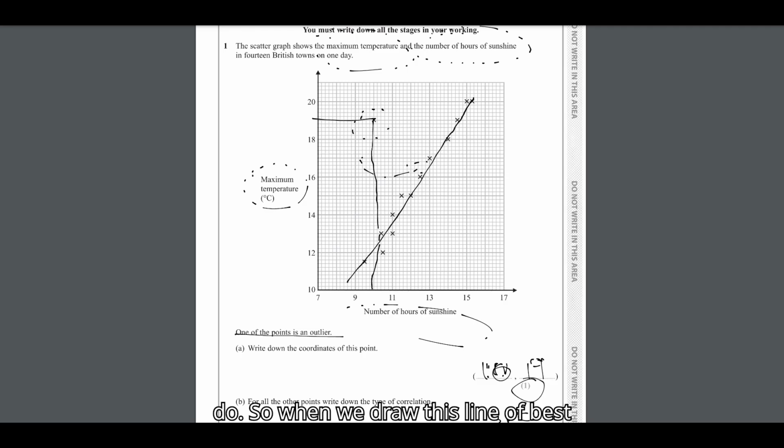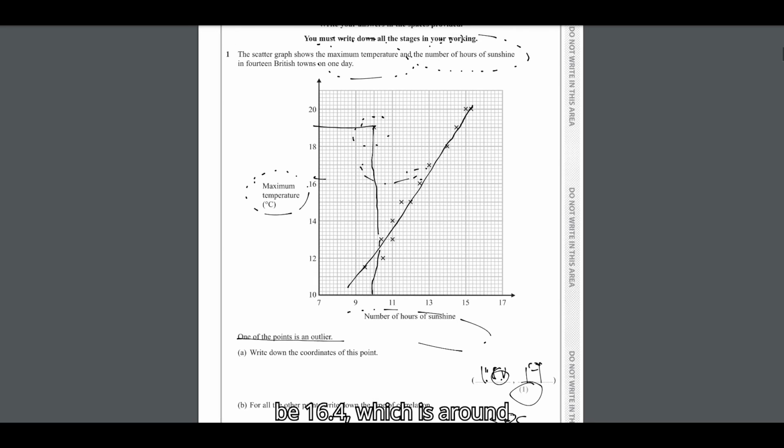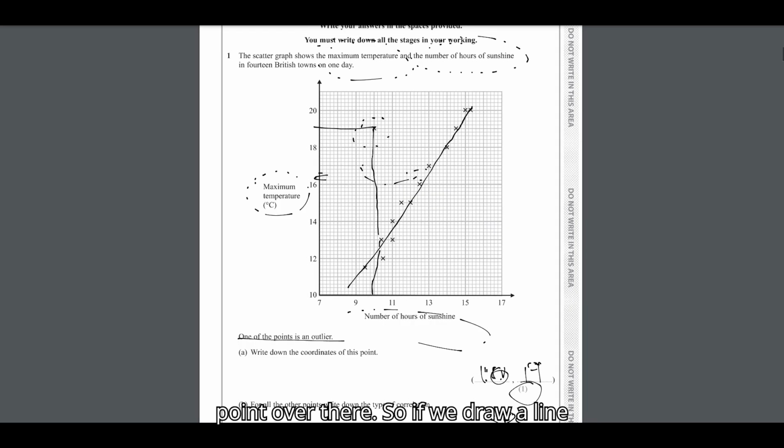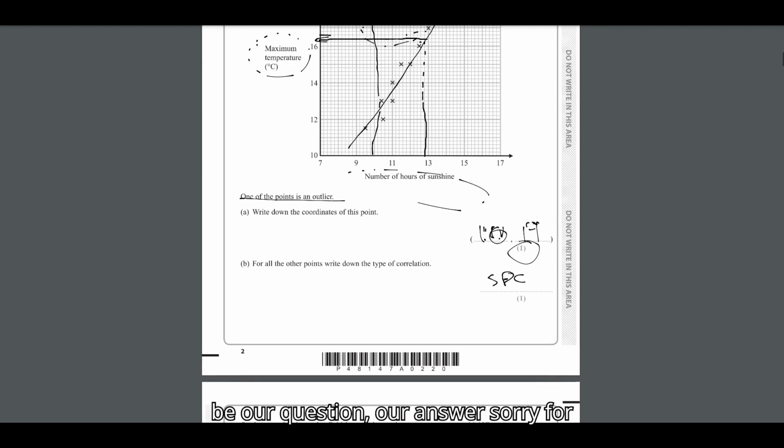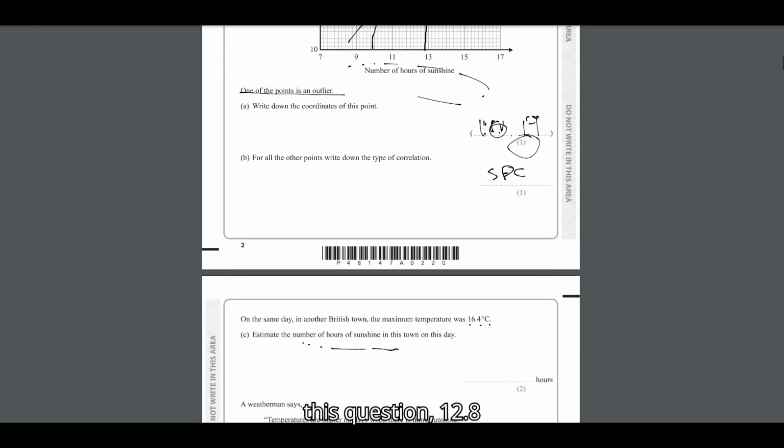So when we draw this line of best fit, our maximum temperature is going to be 16.4, which is around, not there, one upwards, that point over there. So if we draw a line carefully across, I'm not trying to make any mistake, and then draw all the way down, that will give us a point of roughly 12.8 hours of sunshine, if I've done it correctly. So that will be our answer for this question, 12.8 hours.